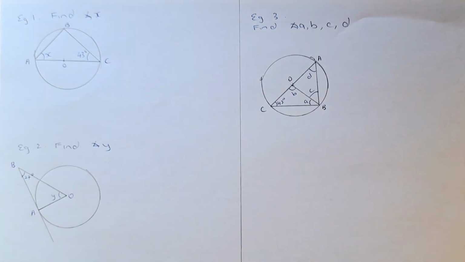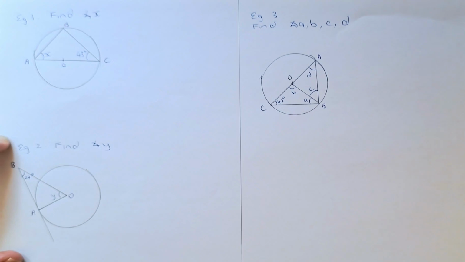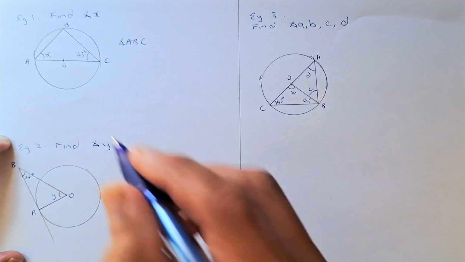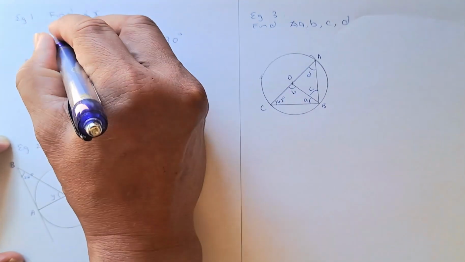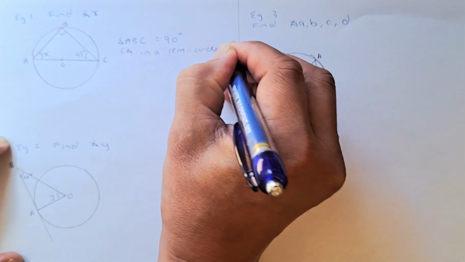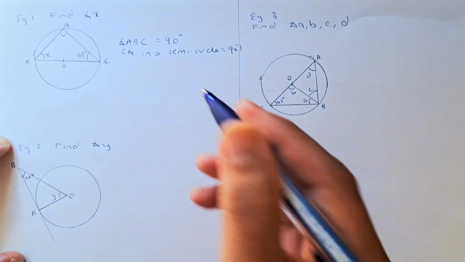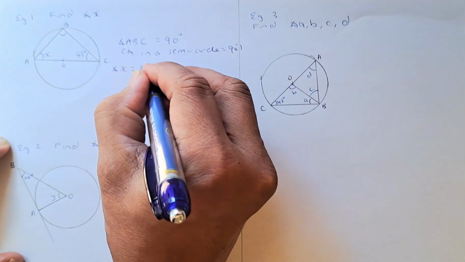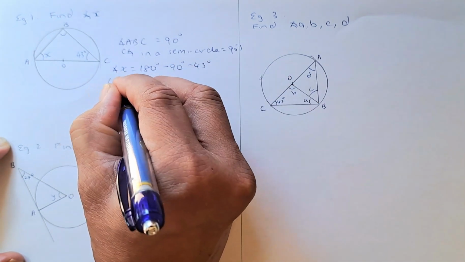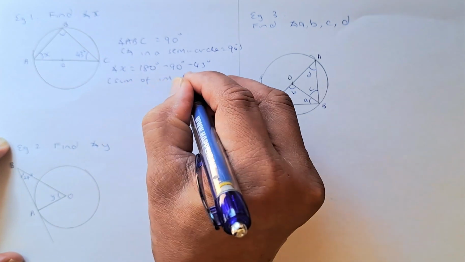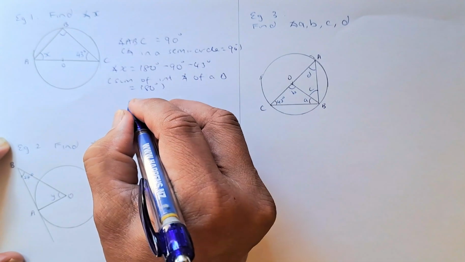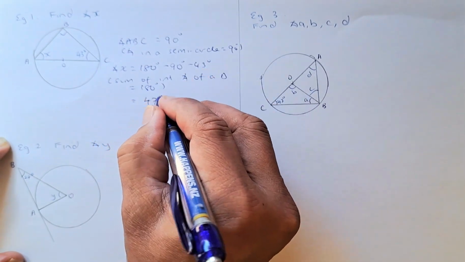So you are going to find angle x. So first you need to find angle ABC. You have learned from the theorem, angle ABC equals 90 degrees. Why? Because angle in a semicircle is always 90 degrees. Okay, so that is 90 degrees. So to find angle x is simple. Angle x is 180 minus 90 minus 43, and the reason is sum of interior angles of a triangle add up to 180 degrees. So use your calculator, and the answer is going to be 47 degrees.